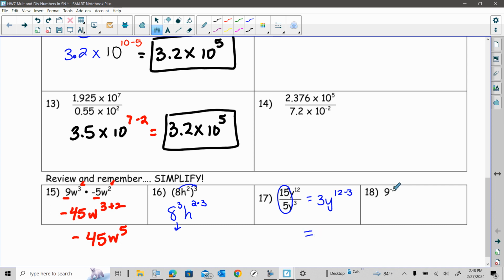And then the last one, this is not a base 10. If it was a base 10, then we can keep the negative exponent. But this is not a base 10. So we have to put it over 1 and flip it, and then change the exponent to a positive 2. So that should help for the first page.